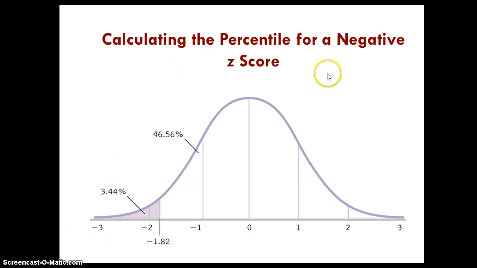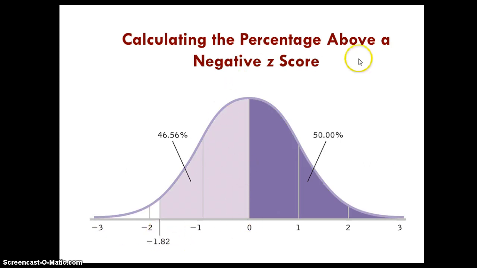We could also look at a percentile for a negative Z-score. And like I had said before, let's say our negative Z-score is negative 1.82. You can just look it up as that percent in tail. The other way you could do it is if you looked at that mean to Z area, then you could take 50 and subtract out that 46.56%. And it would give you 3.44%.